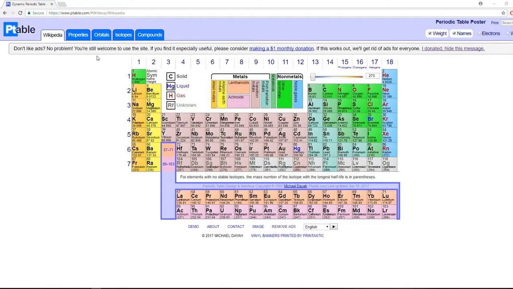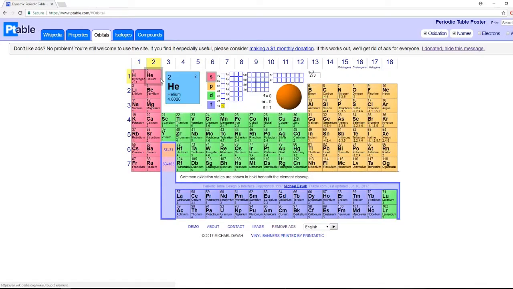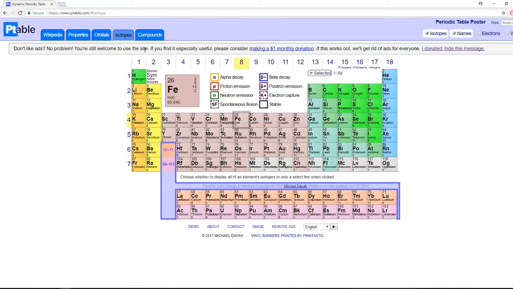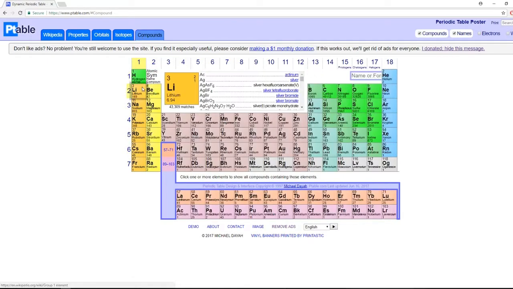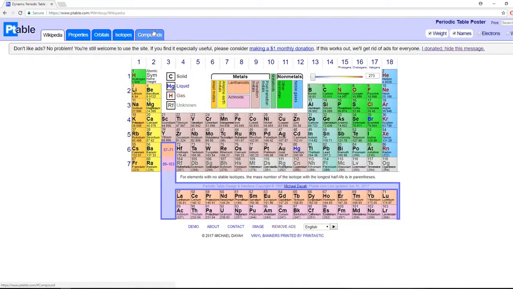Also, if you want to look at properties of elements, orbitals, or electron configurations, you can see the different shapes of orbitals and their orientations here, or isotopes or compounds that each element might partake in. Well, that's all the other tabs up here. Alright, so let's begin to learn how to read the periodic table.